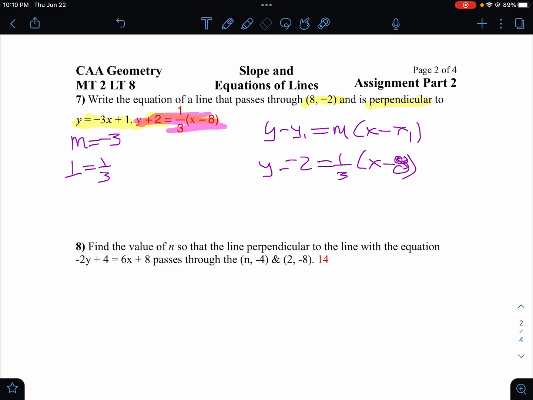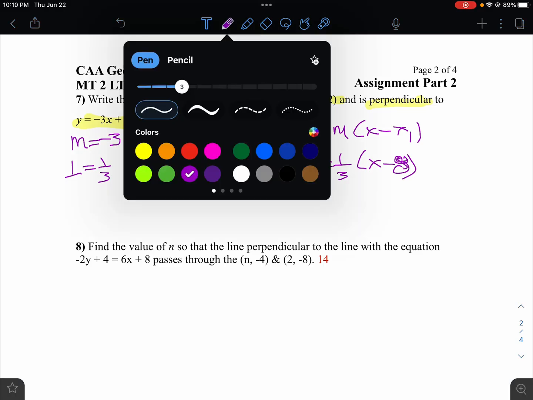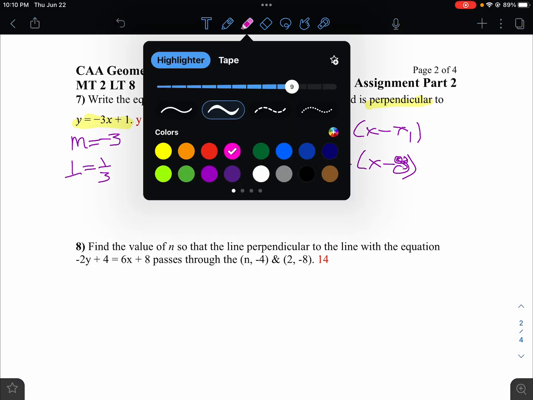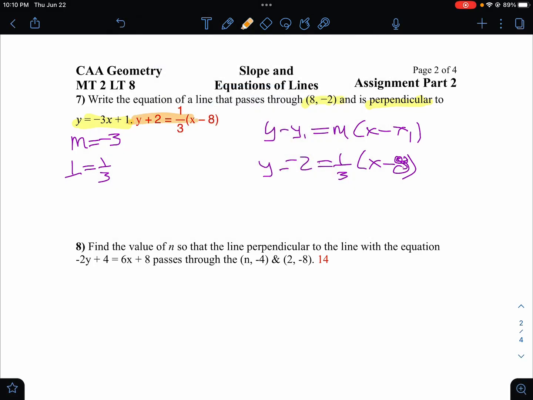I don't like that color. It kind of hides what we're looking for. Let me see, can we see it? Whoops, that was the line. I just want to switch colors here so it's easier to see. y plus 2 equals 1/3 times x minus 8. And there is your answer.